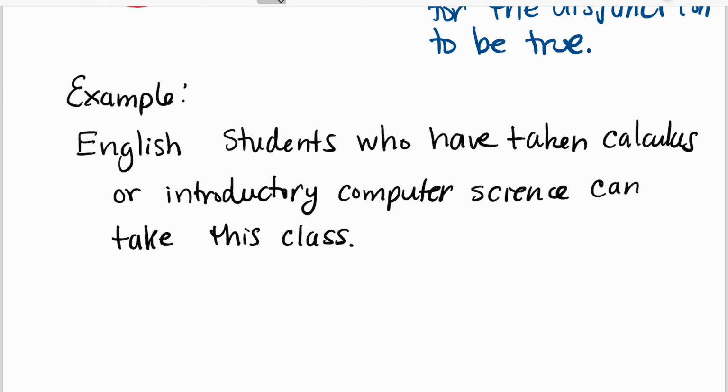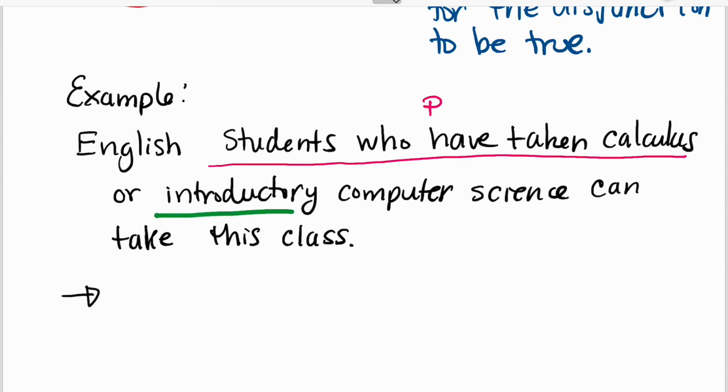I want to translate this into using our logic symbols with disjunction. Okay, so I'm going to let the statement students who have taken calculus be the proposition P, and I'm going to let students that took introductory computer science be the proposition Q. So then I'm going to write this using logic notation P or Q.